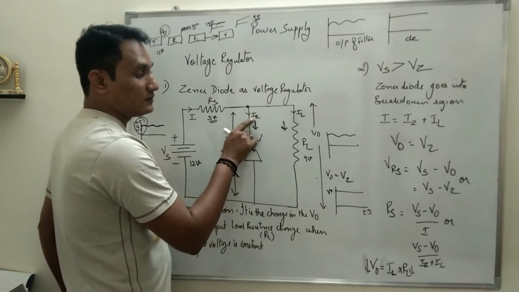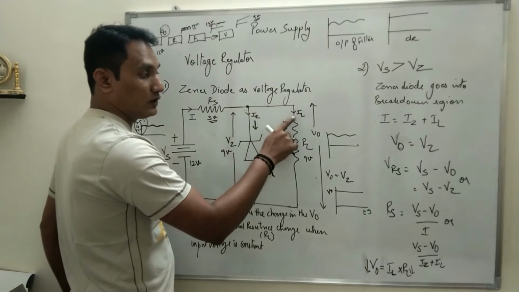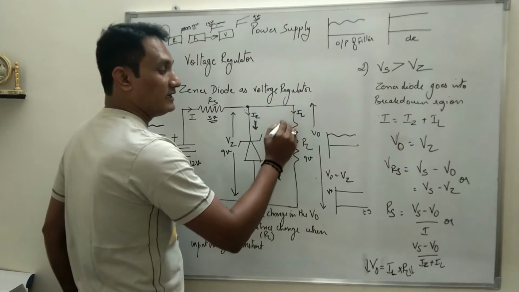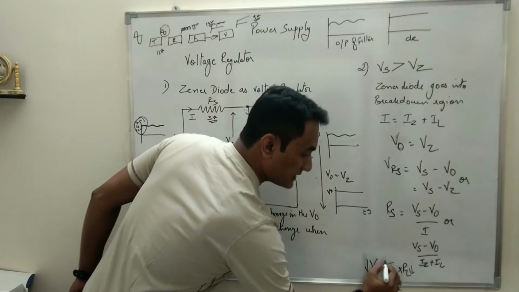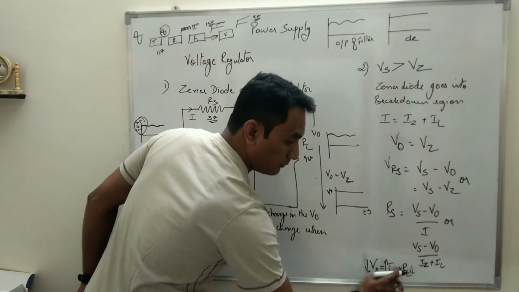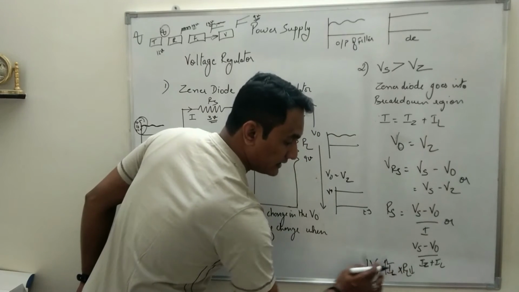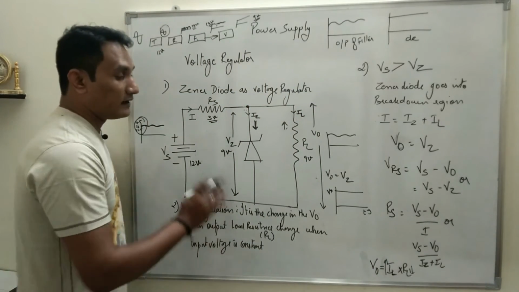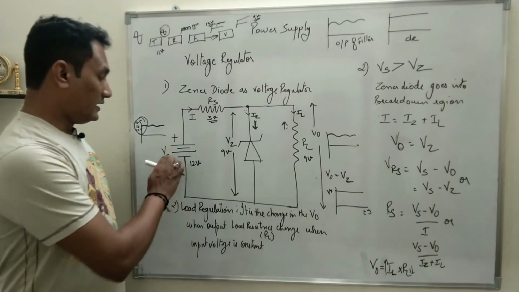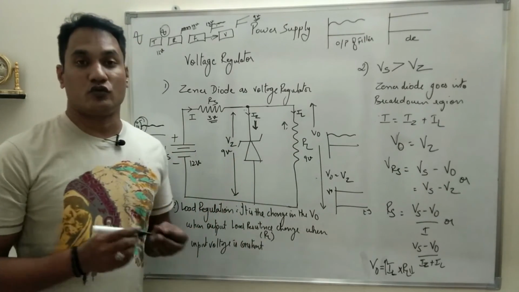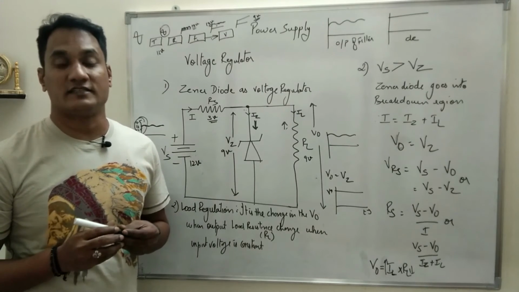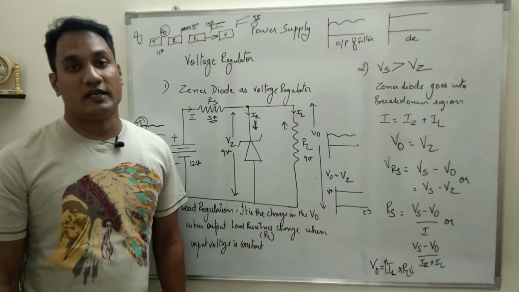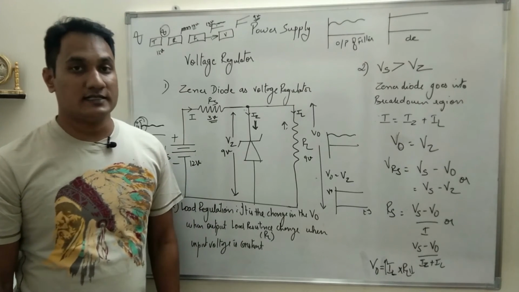So the excess current which was flowing through Zener will now flow through IL. That means I will remain constant, IZ will decrease, IL will increase. So when RL decreases, IL increases. To compensate for that, of course, IL increases, and if that happens, the output voltage will be constant. So irrespective of any change in the input voltage or any change in the output load resistance, the output voltage remains constant. So this is how we will try to explain Zener diode as voltage regulator.